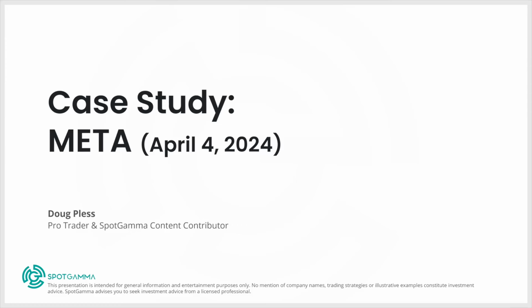This presentation is a case study that shows how to use a variety of SpotGamma tools to find, plan, and execute a trade in a stock. The stock selected for this case study is Meta on April 4th.